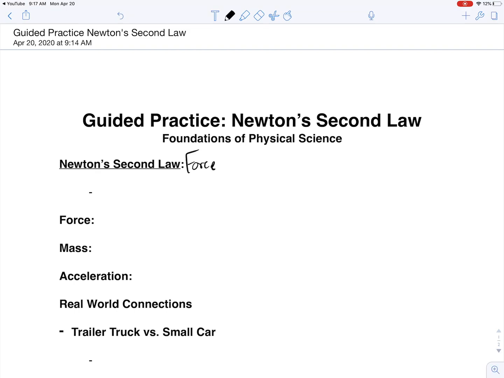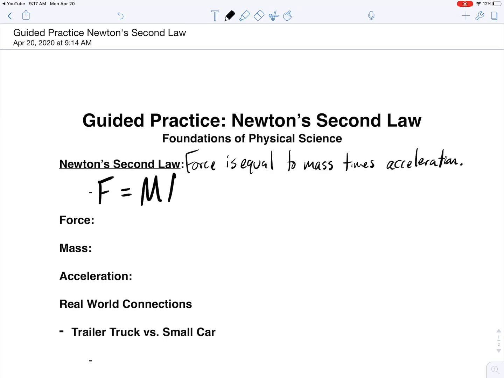Now the law itself, if we were going to recite it, we would say Newton's second law, it's an equation basically. It tells us that force is equal to mass times acceleration. And there's a ton of stuff we can do in physics with this, but essentially it's an equation. It says F is equal to ma. Force is equal to mass times acceleration. So there you have it. There's Newton's second law. Force is equal to mass times acceleration.